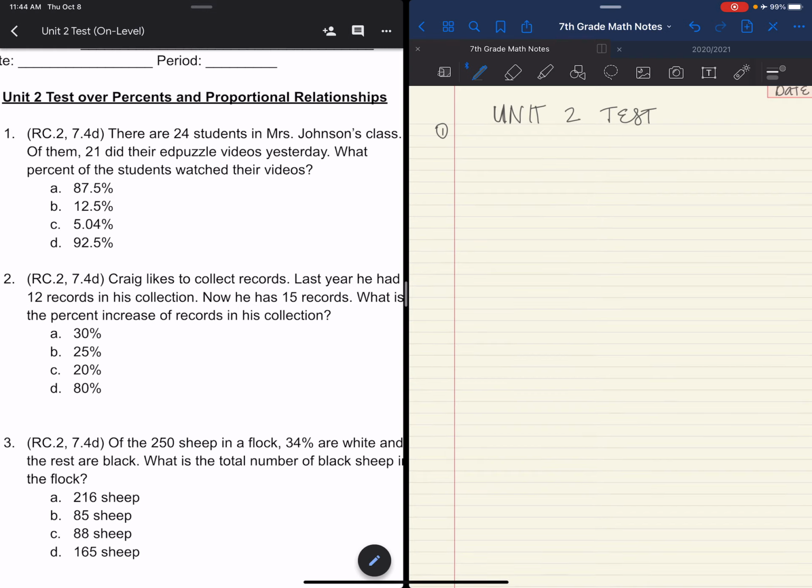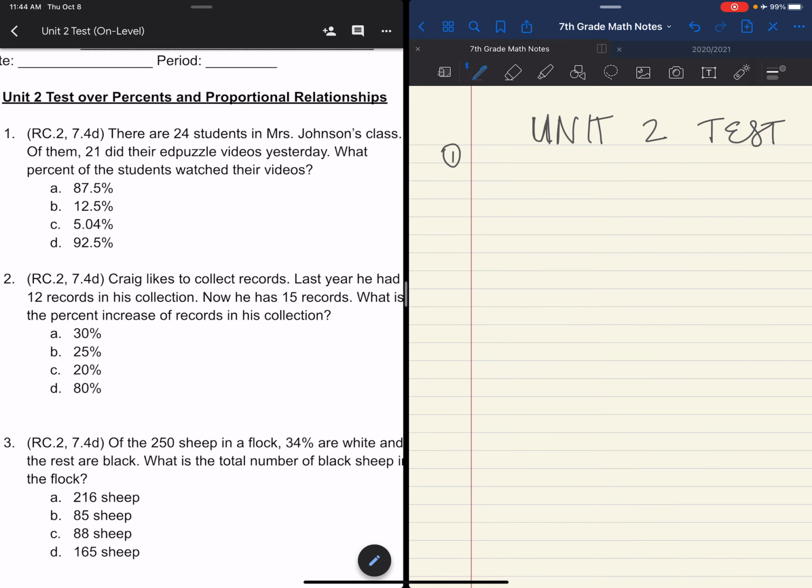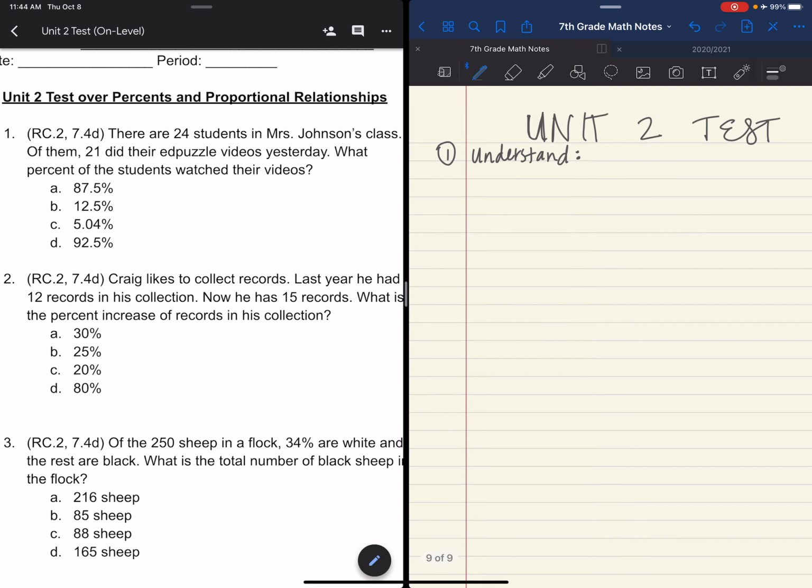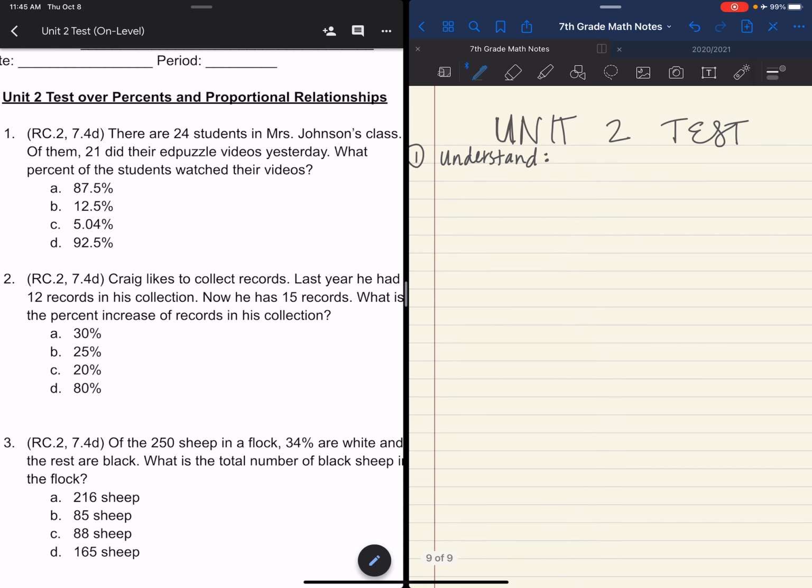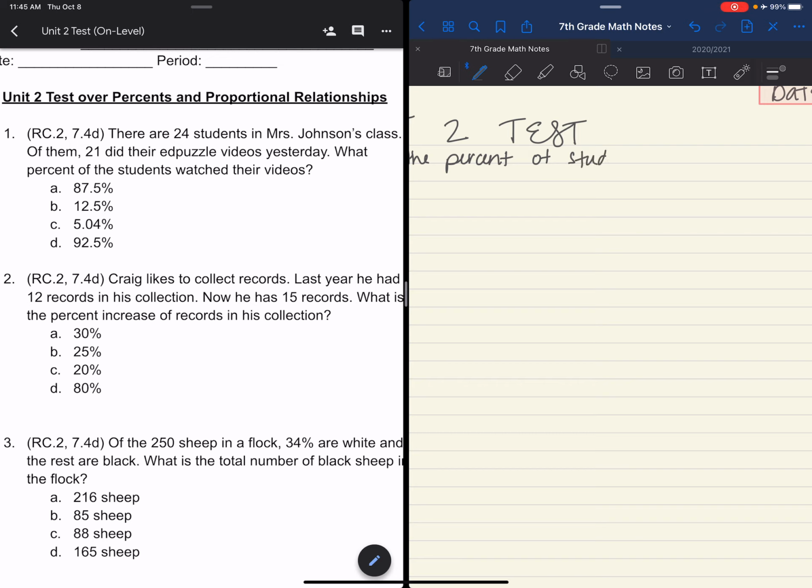So I am going to UPS check this, meaning what do I understand about this problem? This is what the question is asking us to find. And it is asking us to find the percent of the students who did watch their Edpuzzle. I'm putting did in all caps because sometimes questions will ask us about the students who did not watch the videos. But we're trying to find the ones who did.